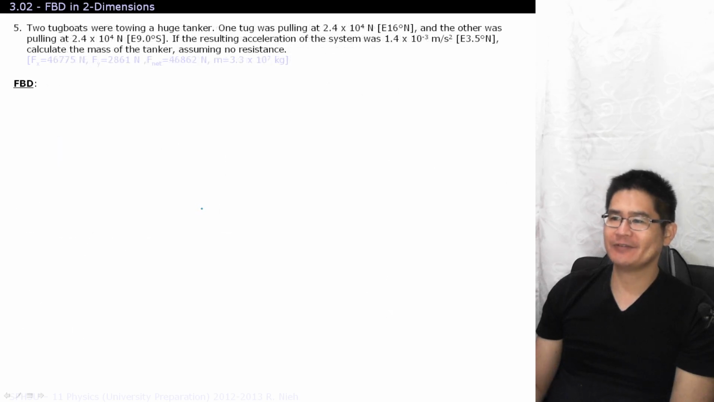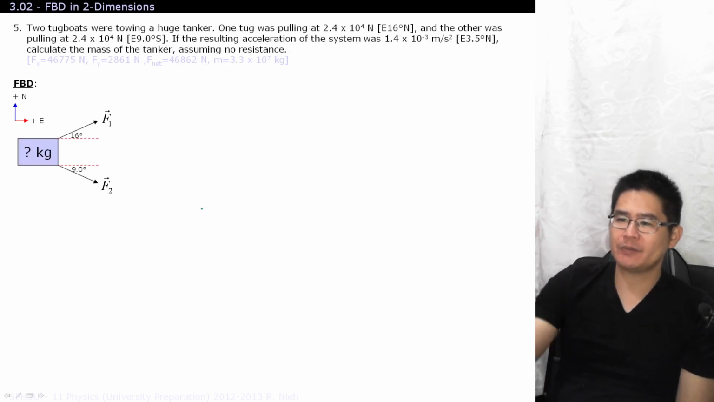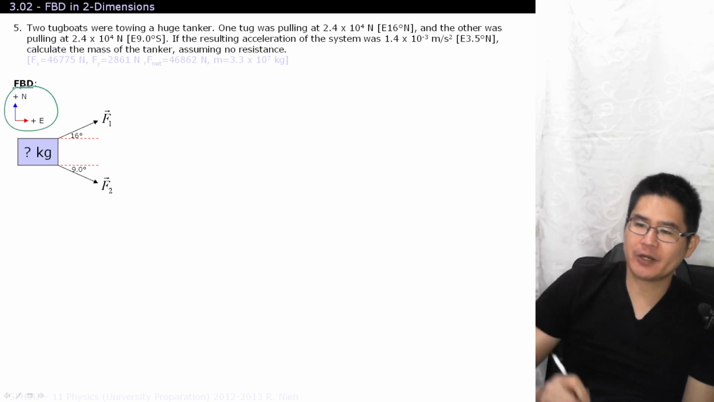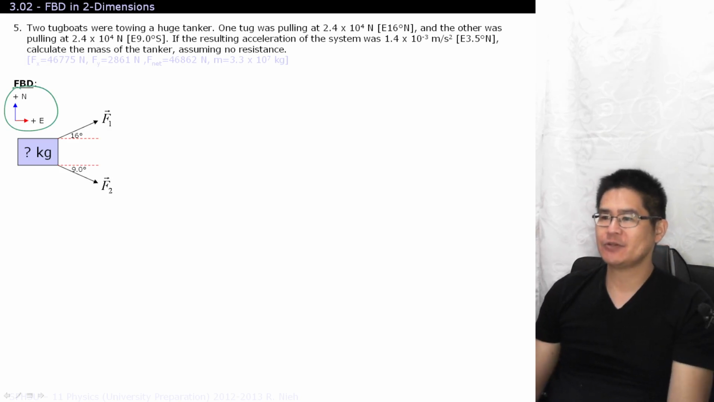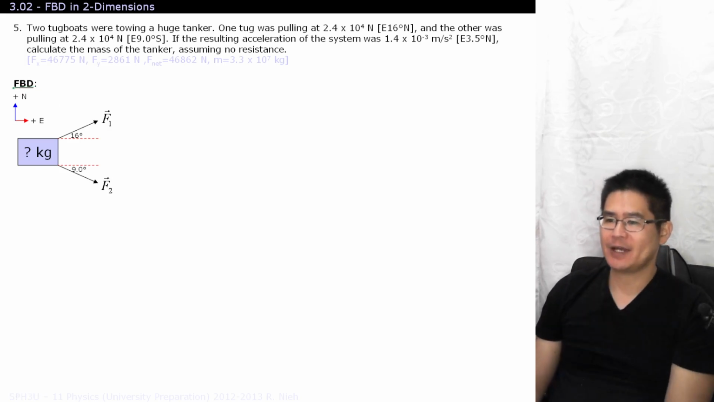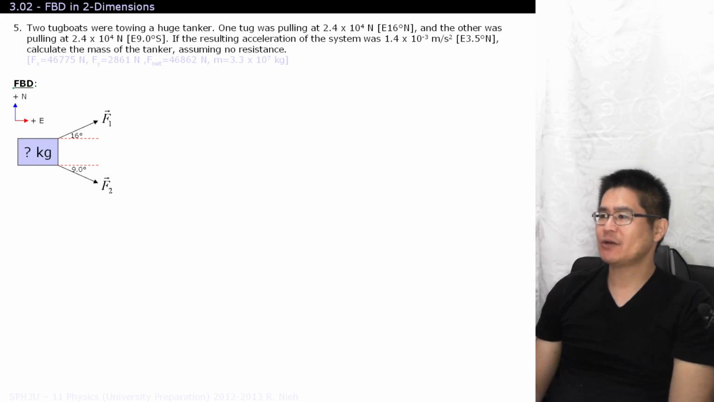Curious about number 5? Start off with a free body diagram. We have two tugboats, and they're both tilting away from each other, kind of like the Calvin and Hobbes problem. You'll see that our free body diagram has north, east, south, west, so this is a bird's eye view. With that, break everything down into its components, and then isolate and solve for the mass. Let's go and do that.